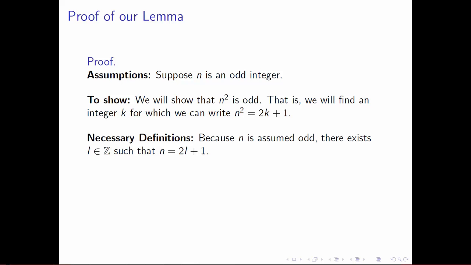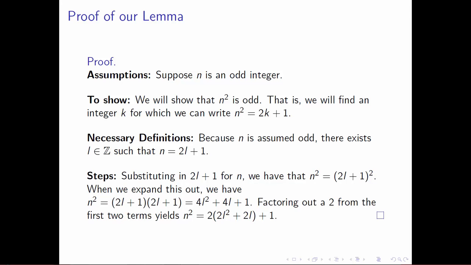Now I know where I'm going. I want to get to n squared. I want to, from n, somehow take a look at n squared. So it seems to me the best way to look at n squared is to take n and multiply it by itself. So let's do that. My first step is to substitute in the quantity 2l plus 1 for n, and then square.